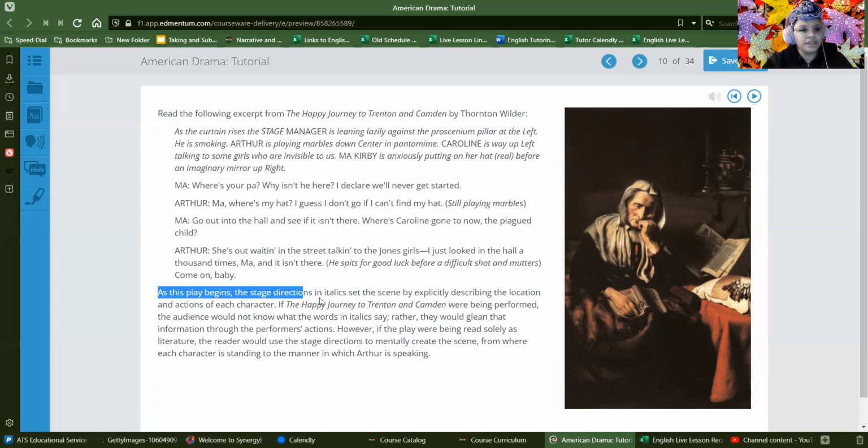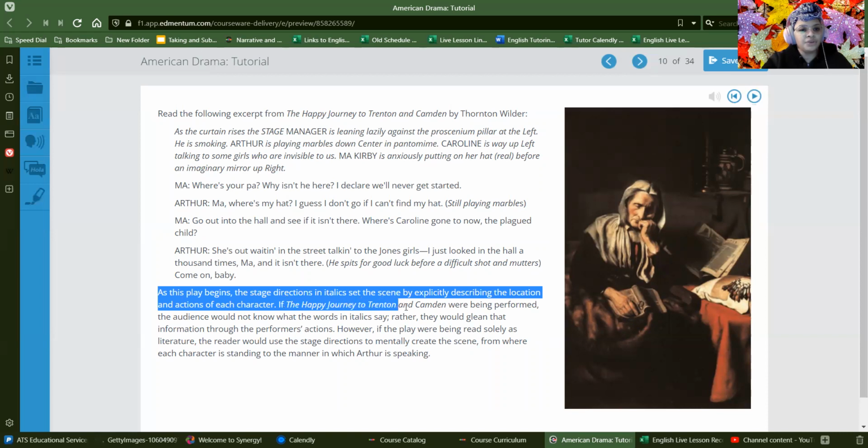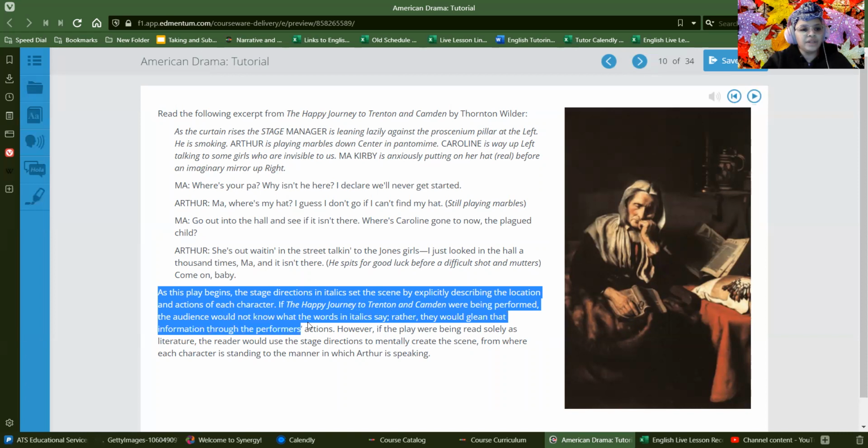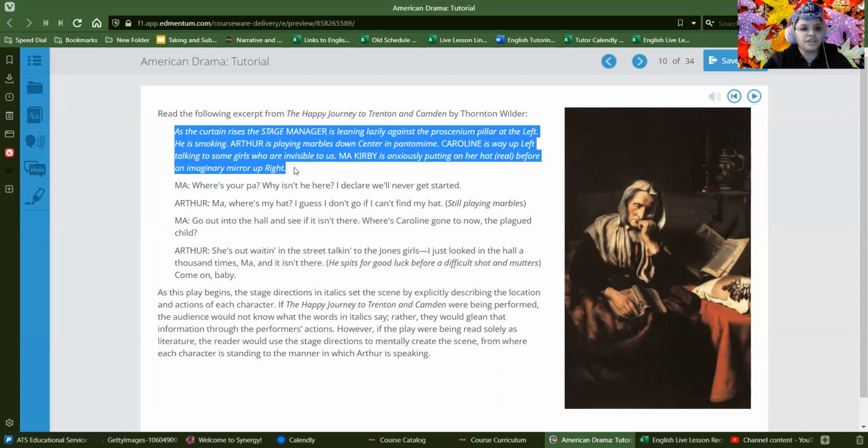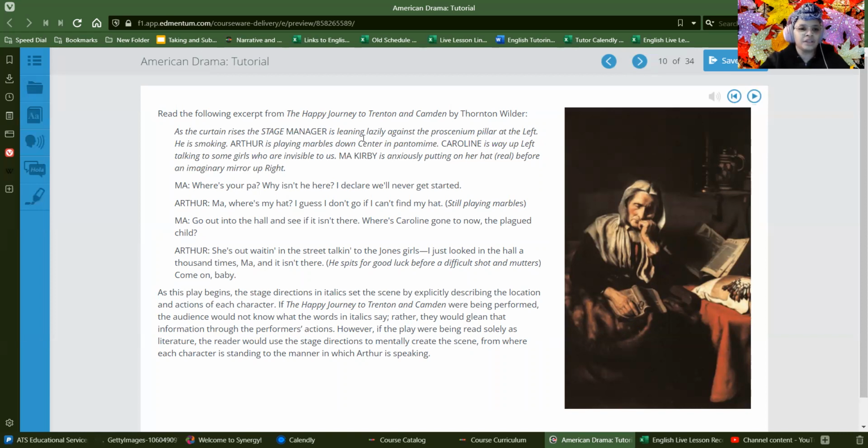As the play begins, the stage directions in italics set the scene by explicitly describing the location and actions of each character. If The Happy Journey to Trenton and Camden, that's the name of this work, were being performed, the audience would not know what the words in italics say. So instead, they would just glean the information through the performer's action. So everyone would be positioned based on this description. This isn't something that you read out loud to the audience, is what they're saying.